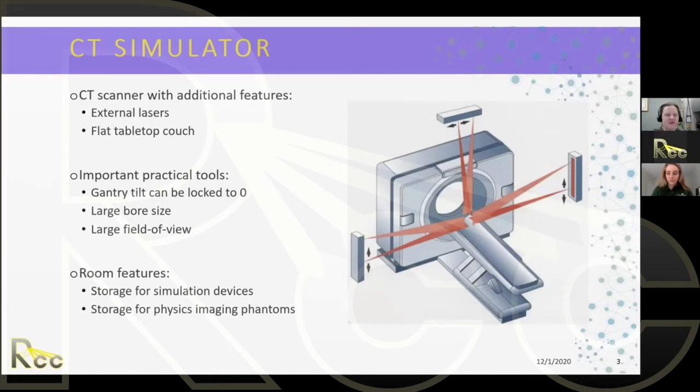Also, when constructing your room, remind people to think about storage for simulation devices that your therapists are going to be using. How much you actually use and need is often underestimated. You also need storage for the physics imaging phantoms, so think about having a closet reserved for physics.